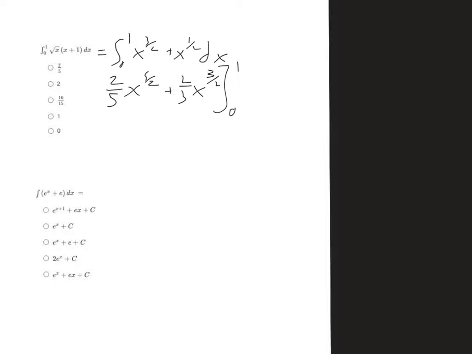And then I'm going to plug in 1, I'm going to plug in 0, and I'm going to subtract those things. When I plug in 1, I just get 2/5 plus 2/3 minus, and then when I plug in 0, of course, I just get 0. You don't need to write it, I'm just writing it for a visual here. So add the 2/5 and the 2/3, do a little common denominator work, and you see that that is actually 16/15.